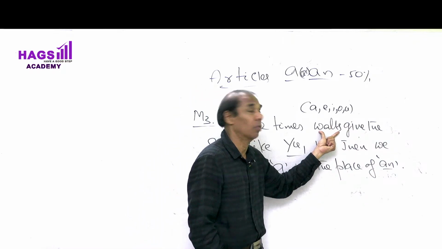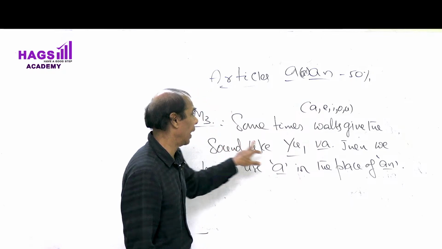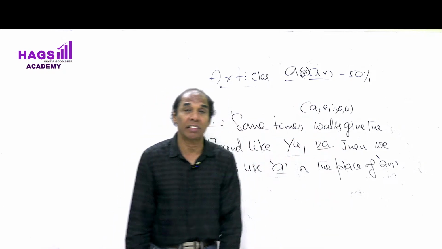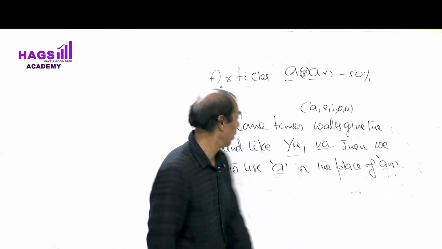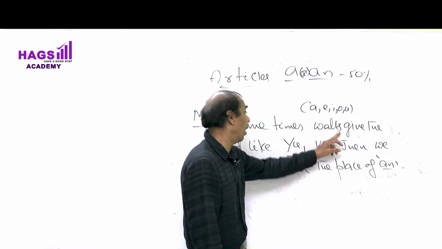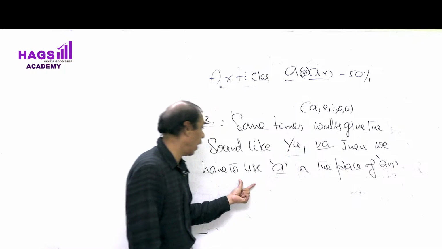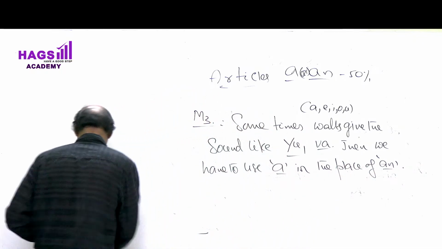Say please "vowels". Okay na? Vowels, not "walls". Right. Sometimes vowels give the sound like "you", just like in the name of Yuvraj Singh, the well-known cricketer. So sometimes vowels give the sound like "you", then we have to use a in the place of an. Okay na? For example, see.